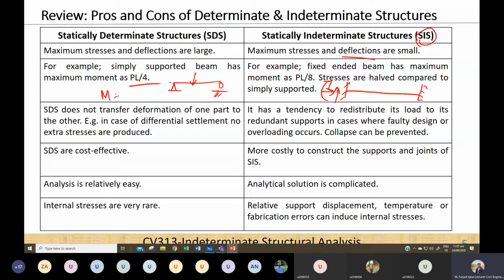So if we have two beams, in this simply supported beam the maximum moment developed is PL by 4, and the maximum moment developed in this fixed ended beam is PL by 8. If we apply the formula and calculate the flexural stress, obviously the moment is larger in the simply supported beam, so the stresses developed will be higher compared to this one. Here the moment is small, so the flexural stresses or any kind of stresses will be small, and it can resist the deflection in a better way compared to the determinate structure.